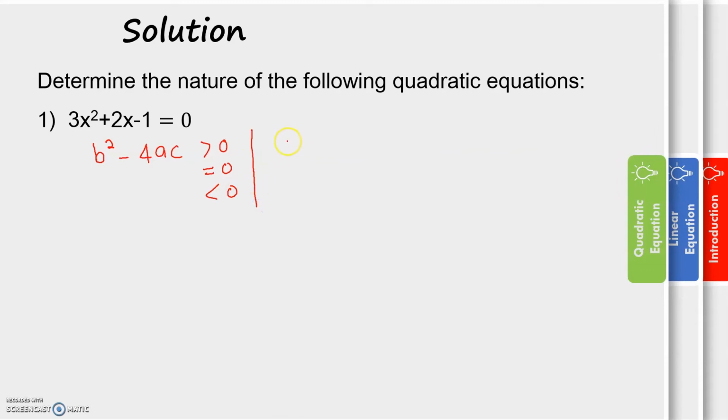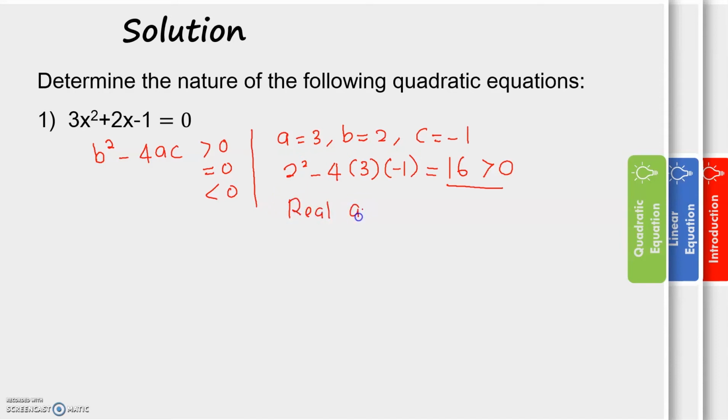In this case, our a value is equal to 3, our b value is equal to 2, and our c value is equal to negative 1. When we substitute all these values into the discriminant, we have 2 squared minus 4 times 3 times negative 1, which gives the answer 16. In this case, our discriminant is greater than 0. When the discriminant is greater than 0, the roots are real and different.